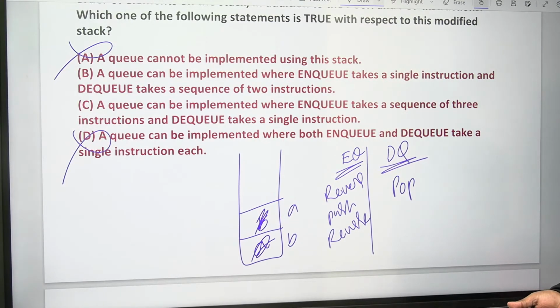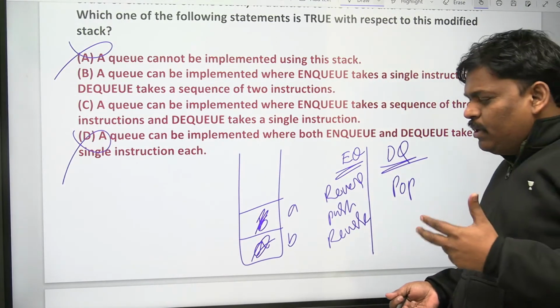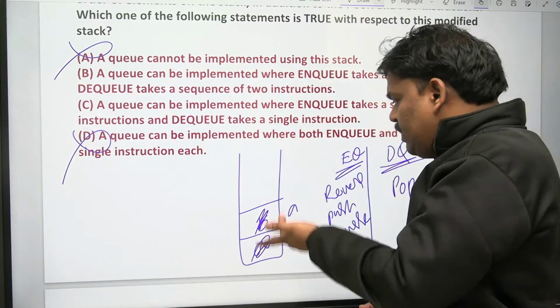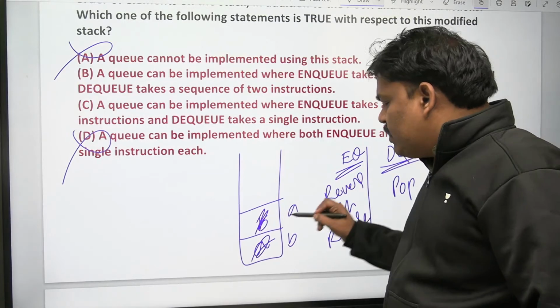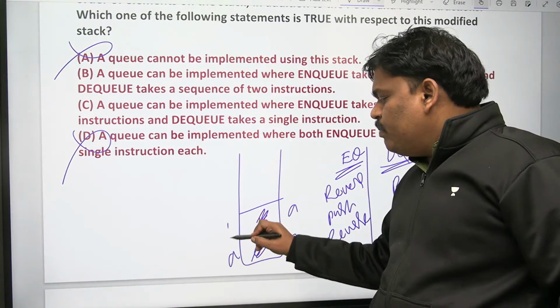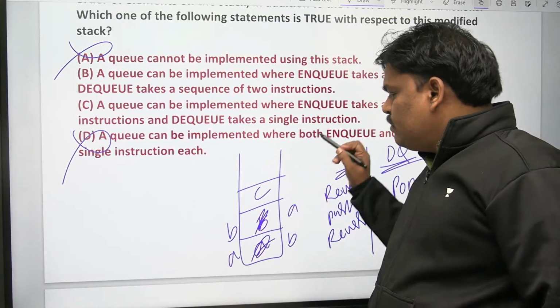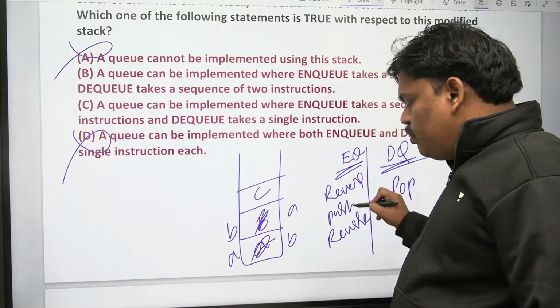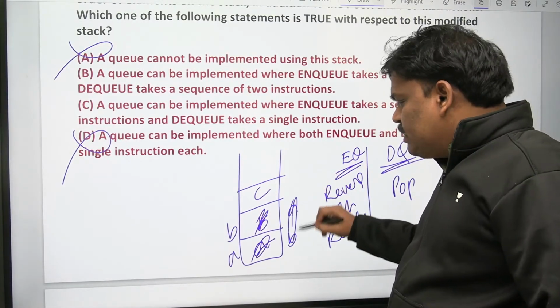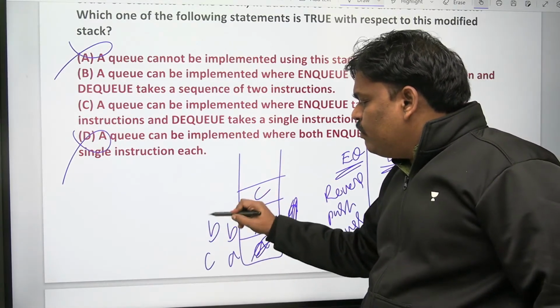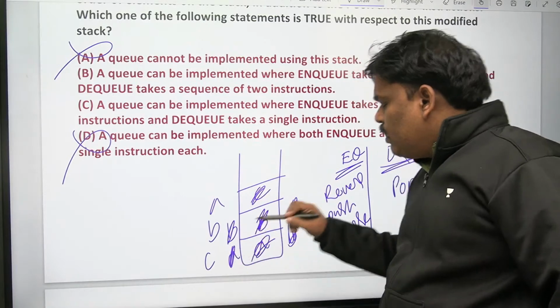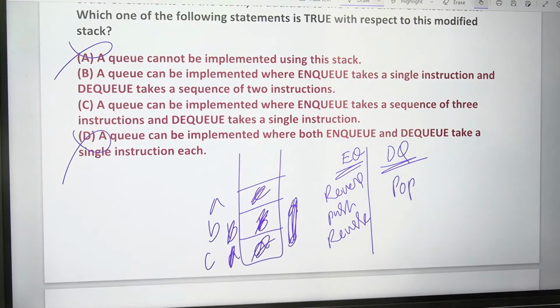Some people are asking, sir, can you do NQ one more time? Assume that I want to do NQC. First, what you do is reverse. Then it will become AB. Afterwards, push element C. Afterwards, reverse it. When you reverse it, it will become C, B, A. Now again, if you want, you can say DQ, pop.